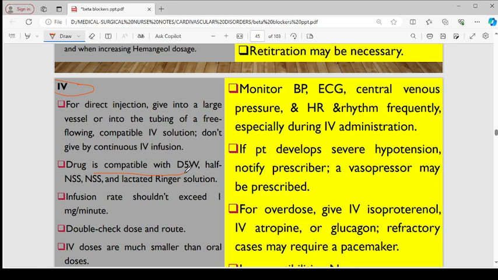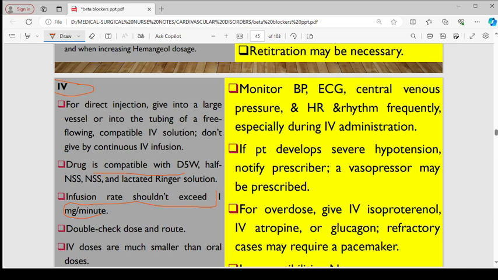The infusion rate shouldn't exceed 1 milligram per minute. You need to double check the dose and the route. IV dosages are generally much smaller than the oral. You have to monitor the BP, the ECG, the central venous pressure, the heart rate, the rhythm frequently, especially during IV administration. If this patient develops hypotension, you have to notify the prescriber, and a vasopressor may be prescribed.